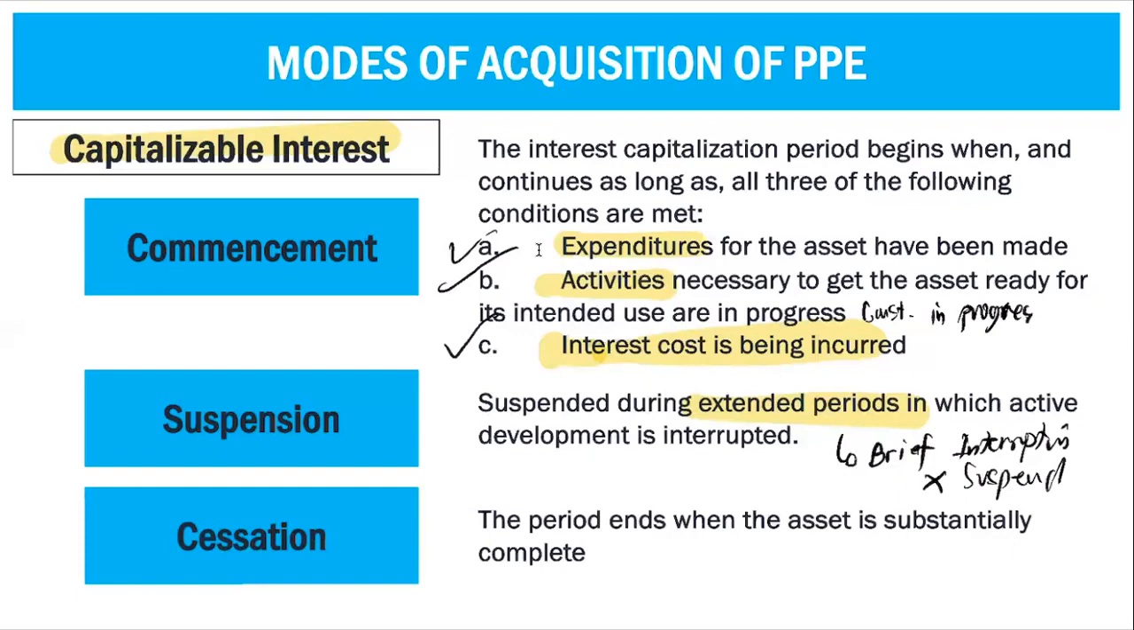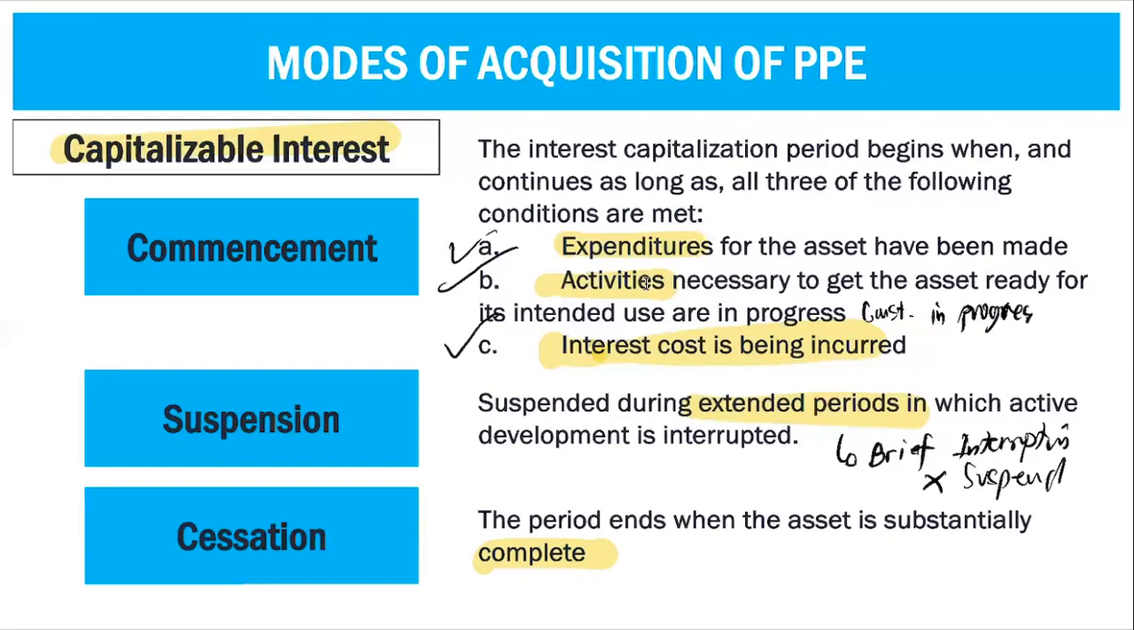And when do we cease? Of course, if it's complete. Okay. So when do we capitalize interest? If ever we have already expenses for the construction and the construction is in progress and we incur interest. When do we suspend? Only during extended periods of active development interruption. If that is only a brief interruption, you do not suspend. And when do we cease capitalization? When the construction is complete.